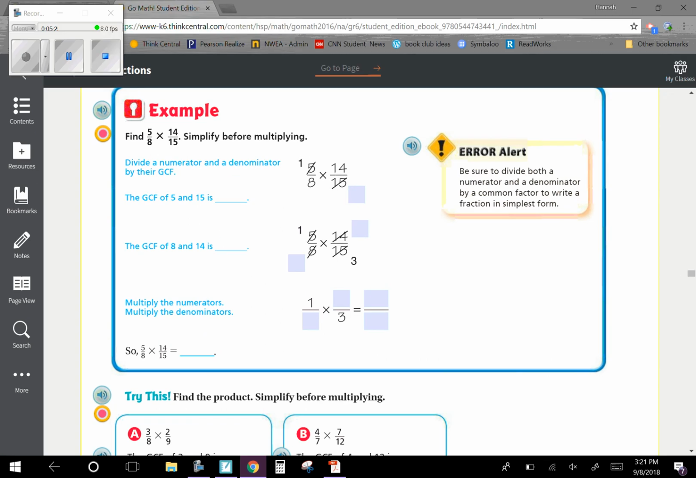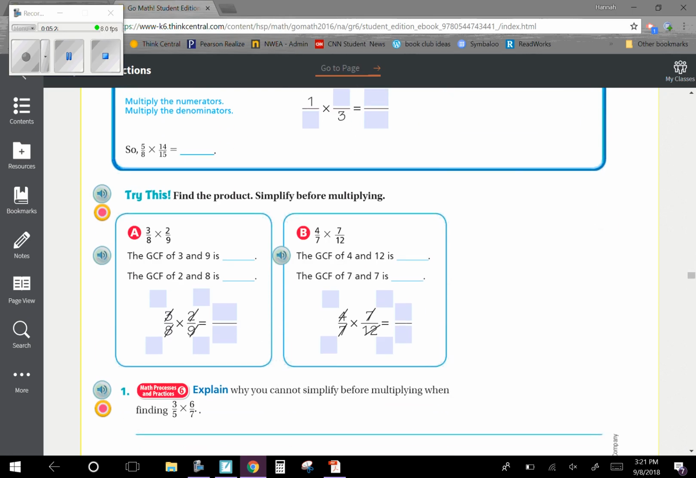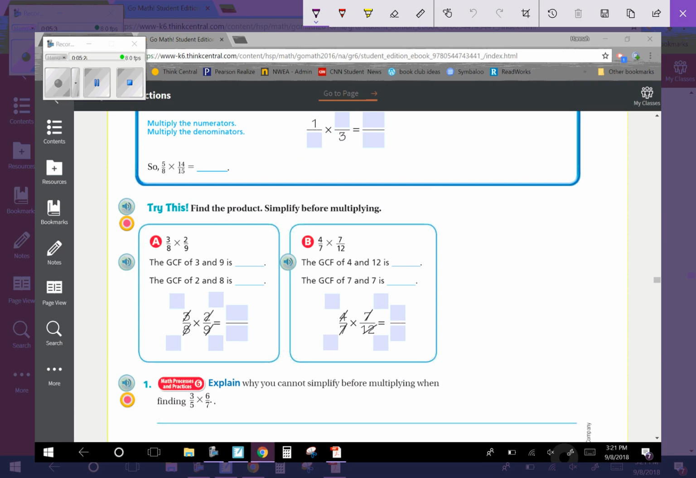We're going to go ahead and do the try this together. So let's look at these two down here. It says find the product, simplify before multiplying. So 3/8 multiplied by 2/9. The greatest common factor of 3 and 9 is 3, and the greatest common factor of 2 and 8 is 2. So I take 9 divided by 3, which is 3. 3 divided by 3 is 1. 2 divided by 2 is 1. And 8 divided by 2 is 4. So now when I multiply across, I have 1 times 1, which is 1, and 4 times 3, which is 12. So 1/12.